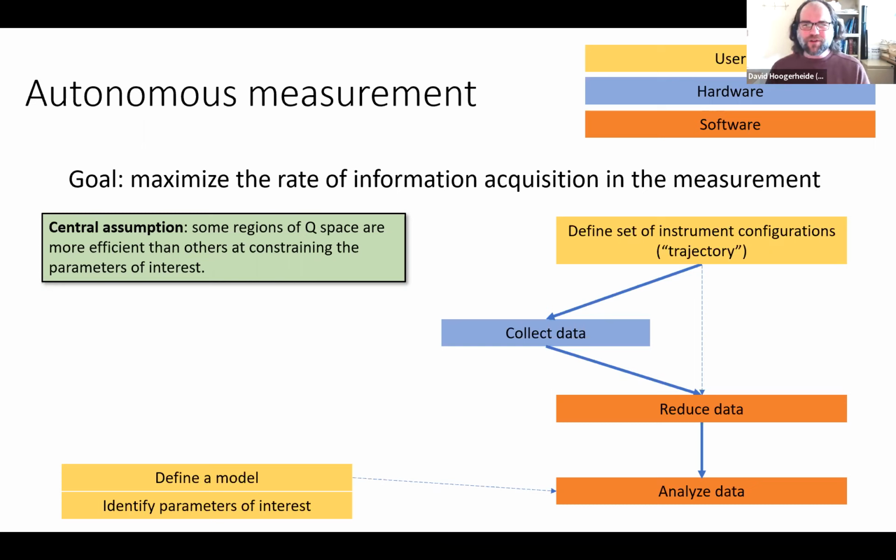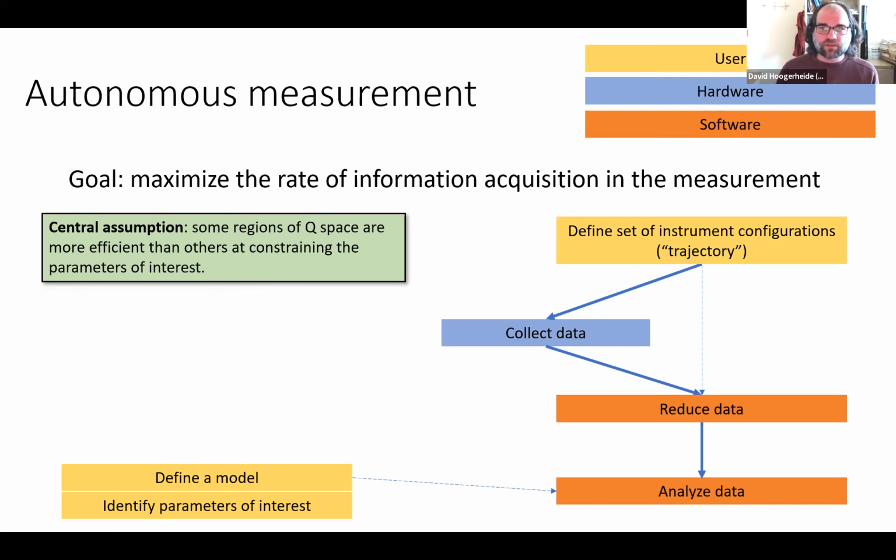So you know in some sense that this is true, but is it true enough to really make a difference? That's going to be the thing that we're going to explore in this talk. Can we identify some parts of Q space that really help us hone in on what we want to learn in the experiment? And we want to spend our time there.